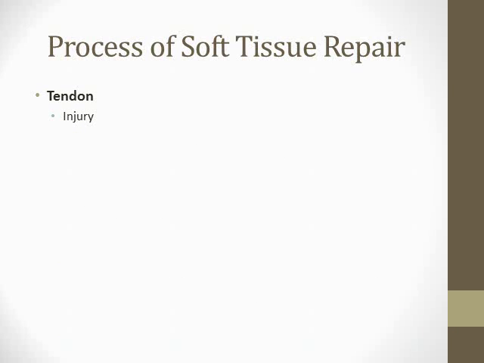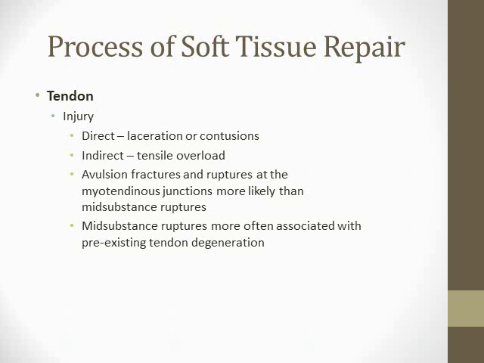So if we think about tendons, we have talked a little bit again about the fact that tendons don't have great blood supplies. Direct injury, such as a laceration to a tendon, a perfect example would be some of the wounds that occur to the hand. And indirect might be more so a tensile overload, like an Achilles tendon rupture.